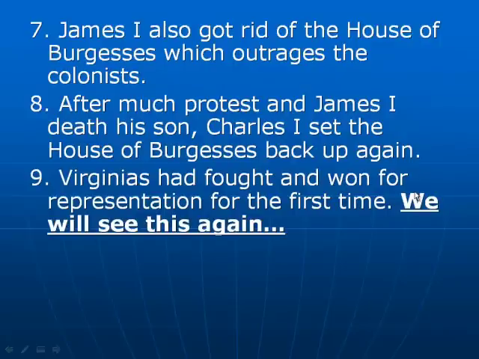So what King James does is he gets rid of the House of Burgesses, which outrages the colonists. And the colonists protest and they fight, and they're like, we want the House of Burgesses, we want our representation. They protest, and then King James actually dies back in England, and his son, King Charles, becomes king, and he sets the House of Burgesses back up.